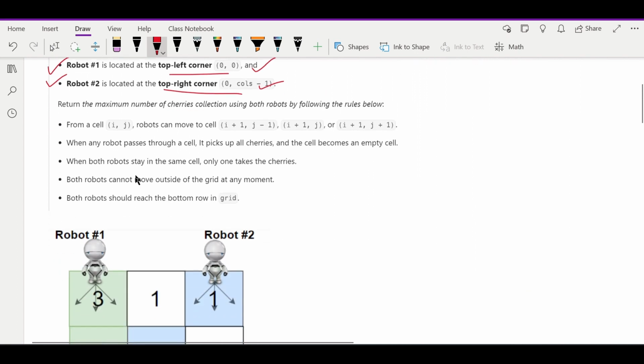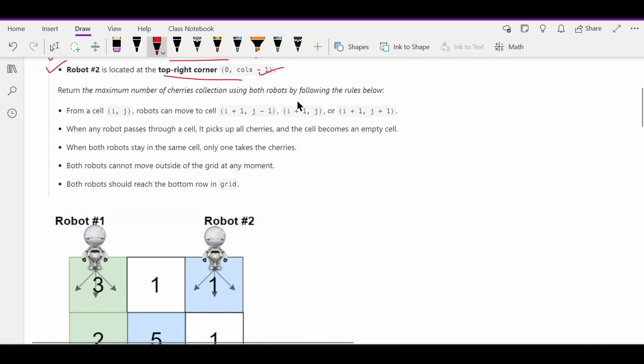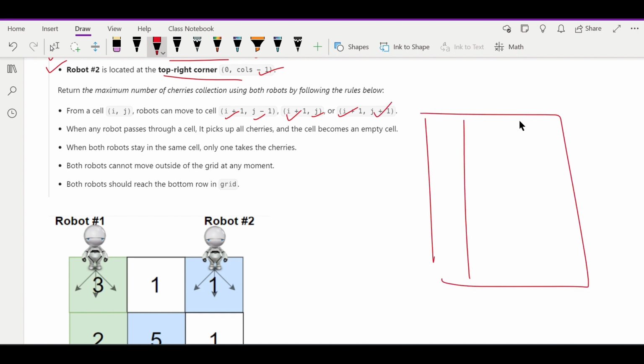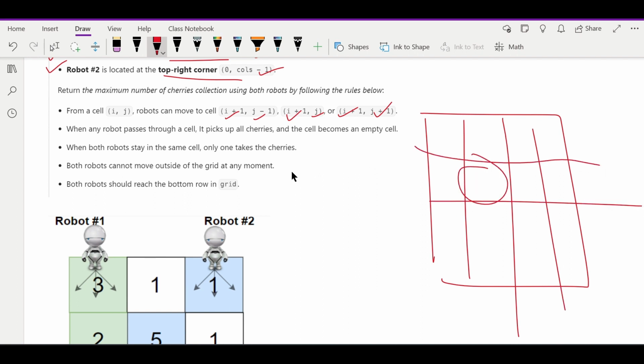So let's first read the movements of the robots. The robot can move (i+1, j-1), (i+1, j), (i+1, j+1). So what does it mean? Let's understand. Let's say your robot is in this cell, i comma j. The first movement is i plus 1, which means the row is increased, and j minus 1, which means the column is decreased.